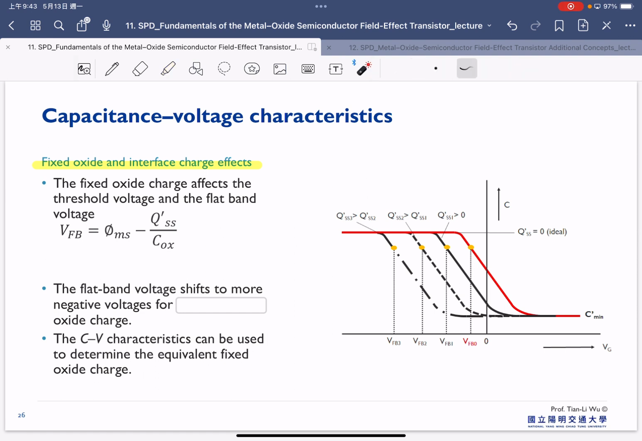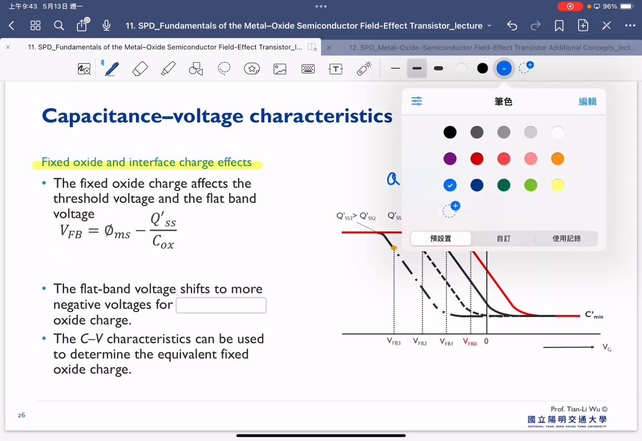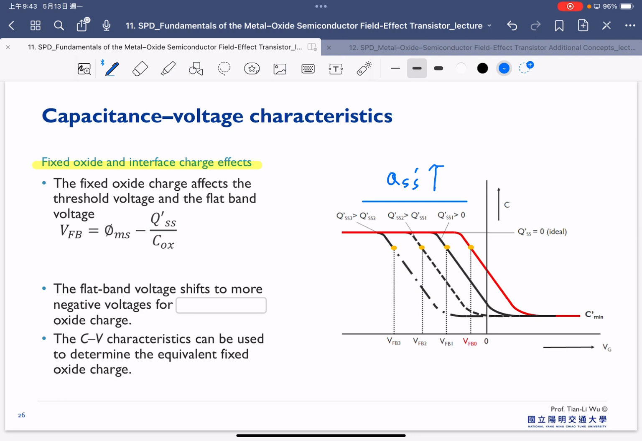The fixed oxide charge affects the threshold voltage and flatband voltage. So this is an equation we have shown before. Based on this equation, once our fixed oxide charge QSS prime increases, that means our flatband voltage decreases. So we can expect our CV curve to shift to the left here. So that's the effect coming from the fixed oxide charge. The flatband voltage shifts to more negative voltage when we have positive oxide charge.